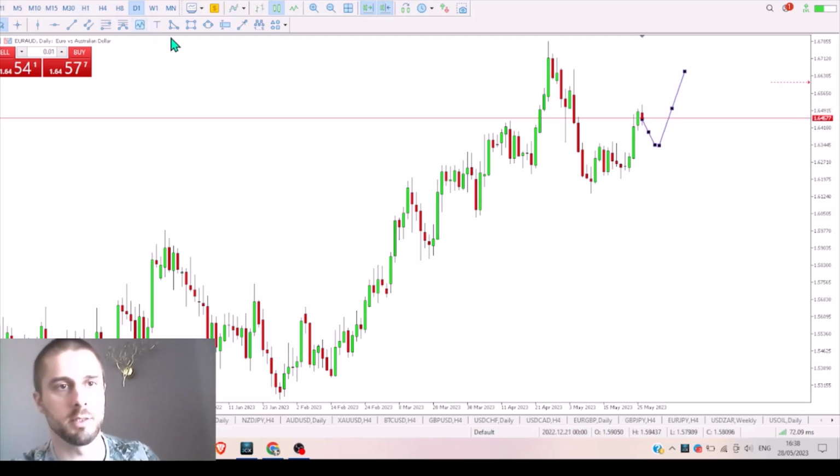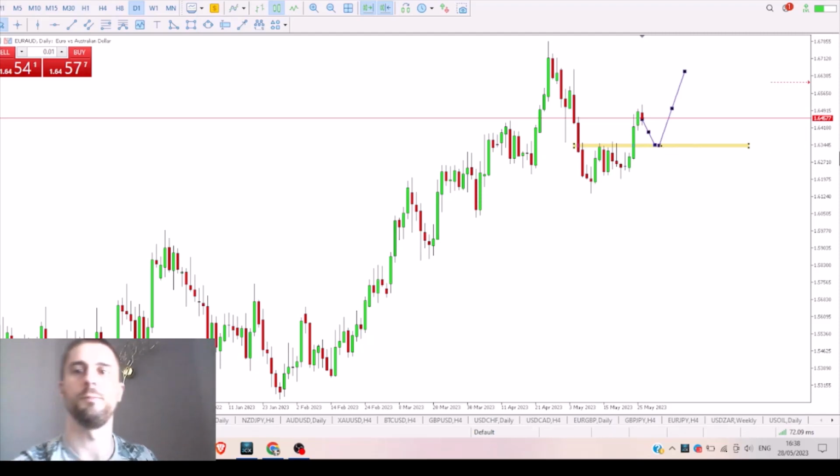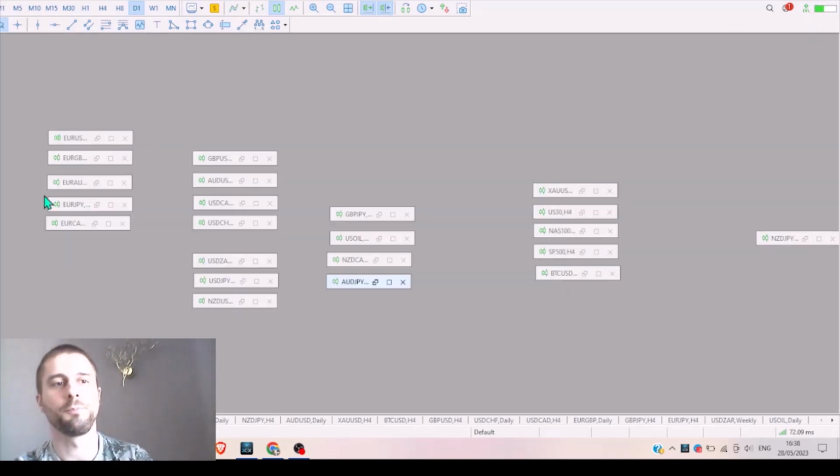So I will mark this zone as a support, and I will watch for any price action during this week. Maybe I will take a trade on this pair, but I don't like it too much, so we will see.